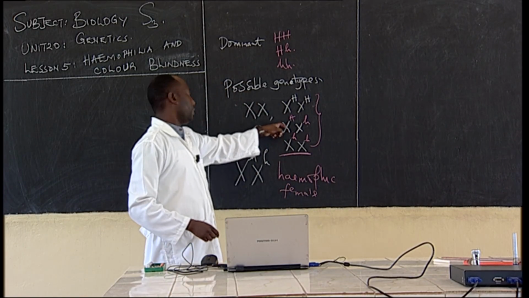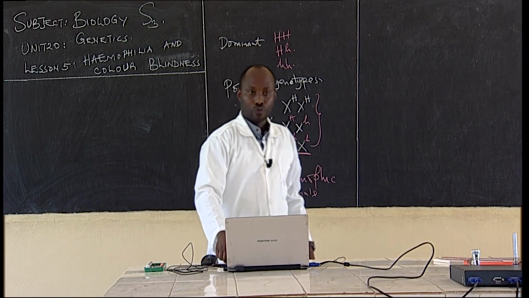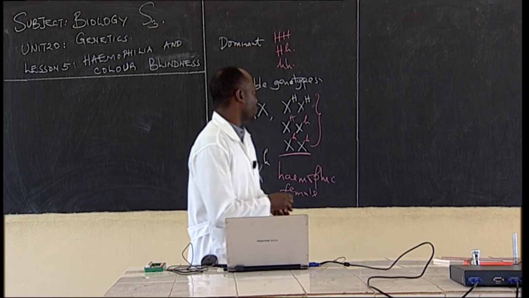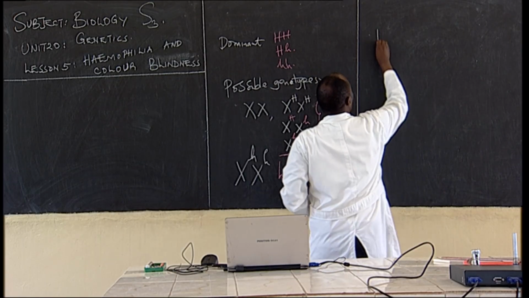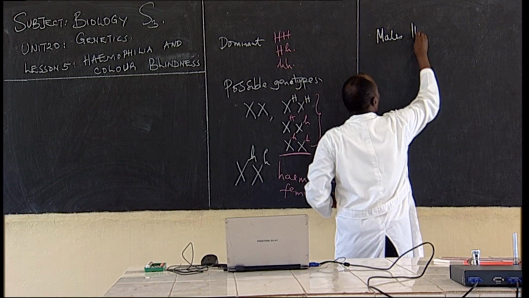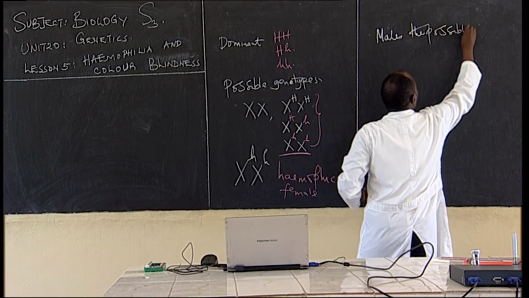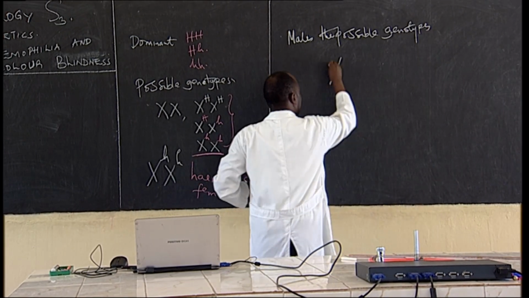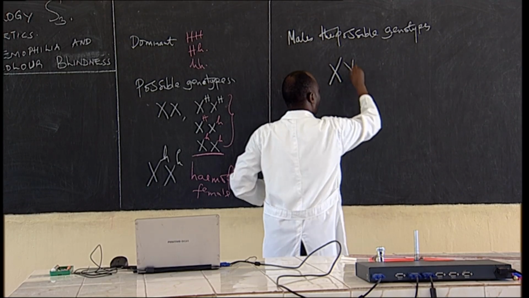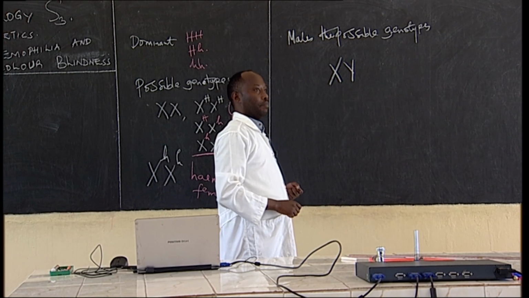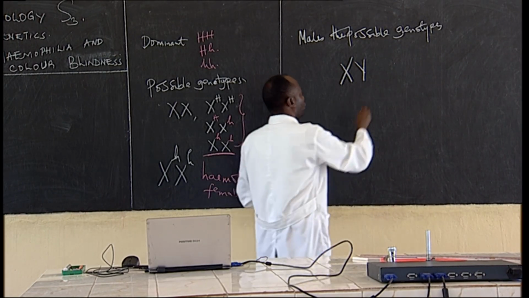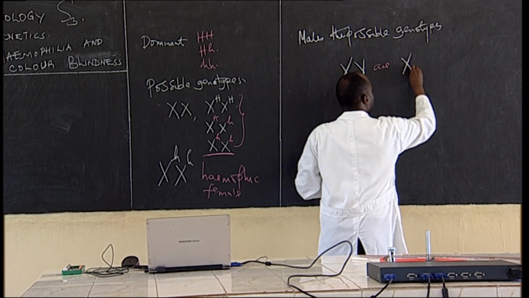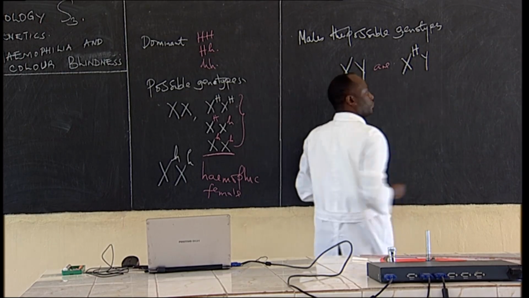This one is normal but carrier. This one is hemophilic. All right? So in males, we have 2 possible genotypes. The possible genotypes are X and Y. You know, these are sex chromosomes that determine the male. So the possible genotypes are X, H capital, and Y.